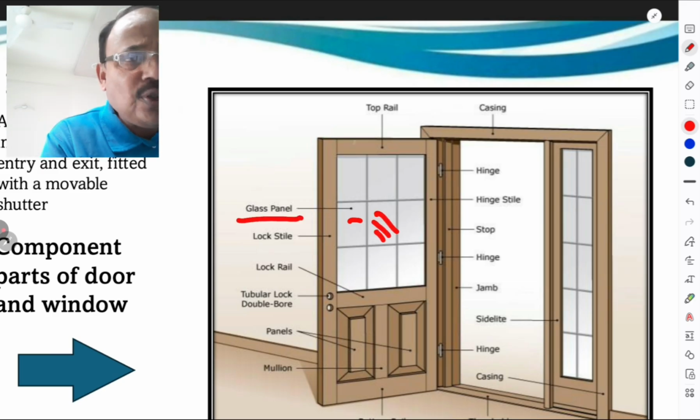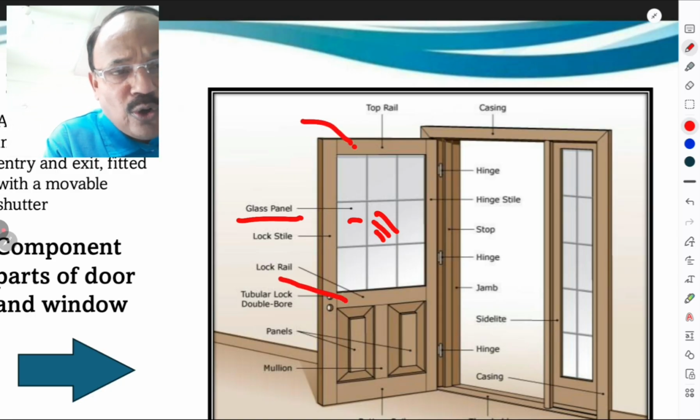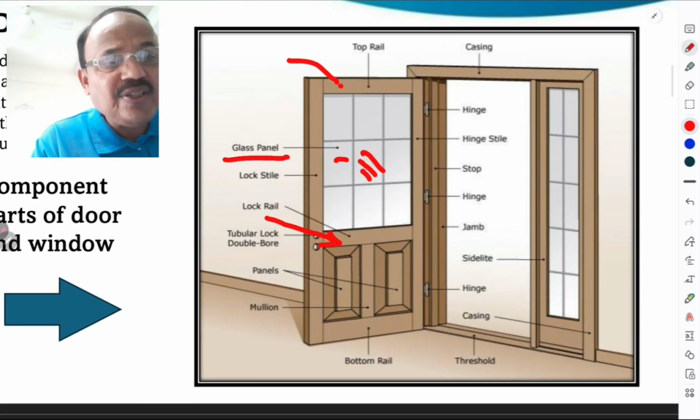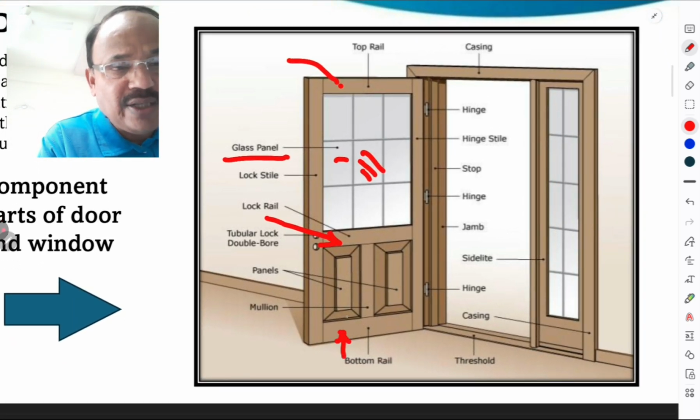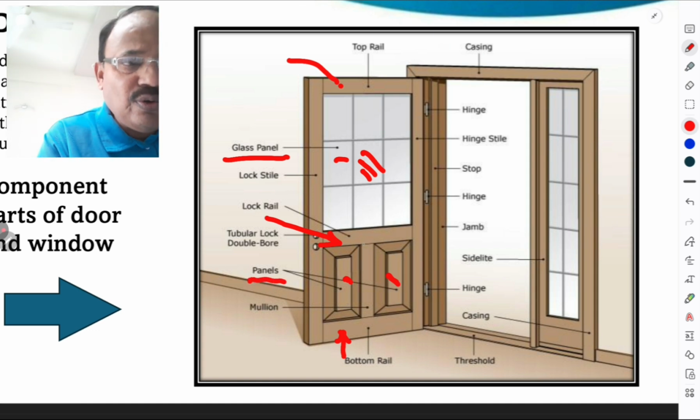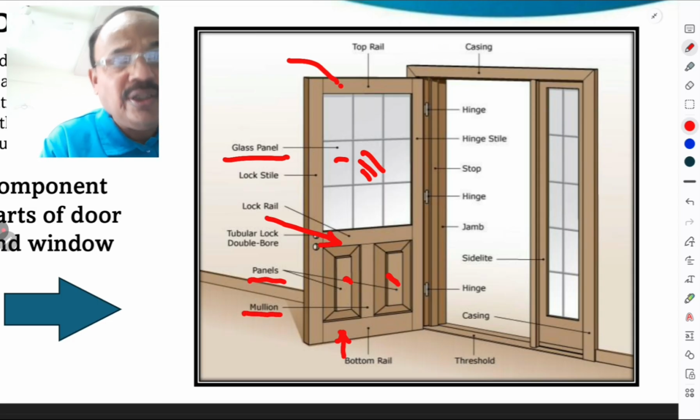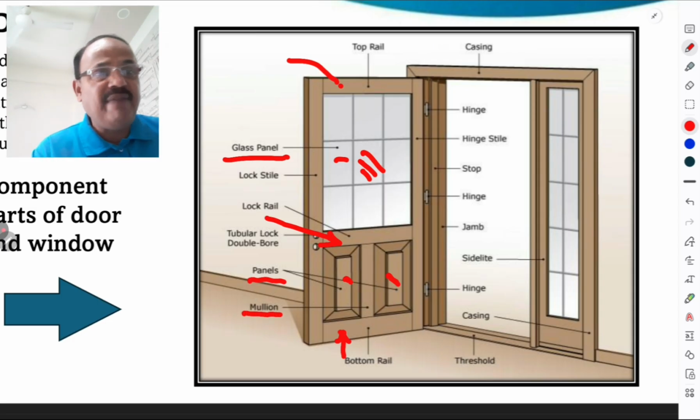Then this is the top rail and this is the intermediate rail, but it is used for the lock, so we call it a lock rail. Then this is the bottom rail, the bottommost part. These are the panels. The wooden component between two panels is called a mullion. So one must remember all these definitions.